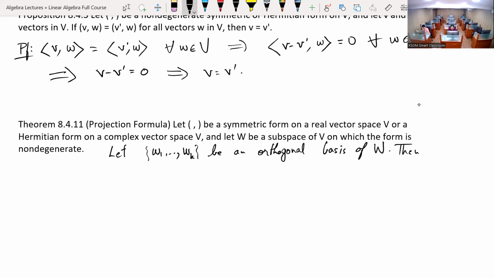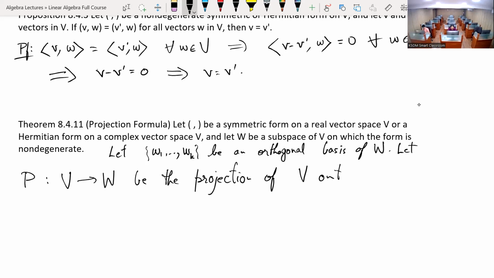Let P from V to W be the projection of V onto W. Remember, we proved that if V has a subspace W on which this inner product is non-degenerate, then V is the internal direct sum of W and W perp.